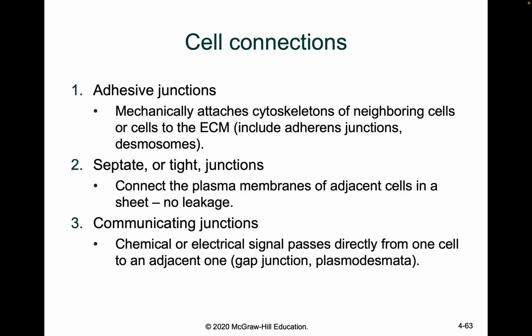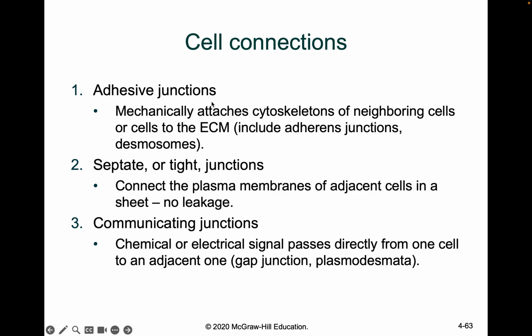Another thing you sometimes need is for cells to be connected with each other. Sometimes you need them connected very tightly or not so tightly, or you want a connection that allows certain ions or building blocks to pass through. There are three ways to do this: adhesive junctions, septate or tight junctions, or communicating junctions. I'll first talk about adhesive junctions.